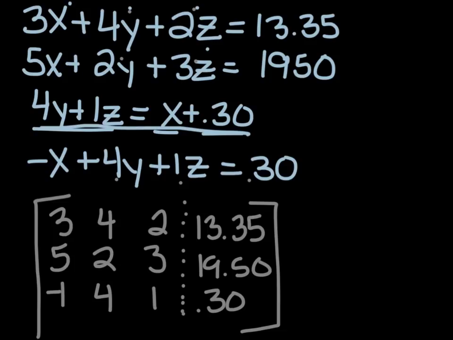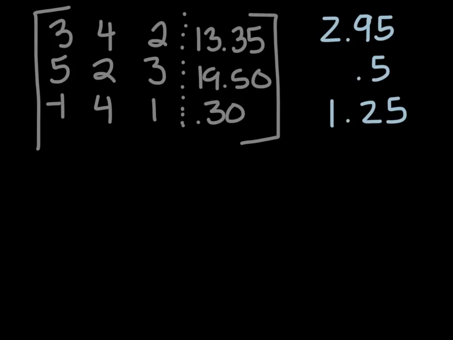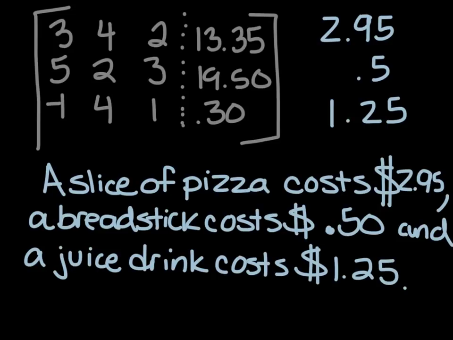I'm not going to walk through all of those steps again. I'm just going to tell you what my calculator gave me for the answer. So there it is. Those are the numbers I got. Now when you're doing a word problem, you've got to take that last little step and actually answer the question. The question was, what is the cost of each item? So we will say a slice of pizza costs $2.95, a breadstick costs 50 cents, and a juice drink costs $1.25. And that's the end.